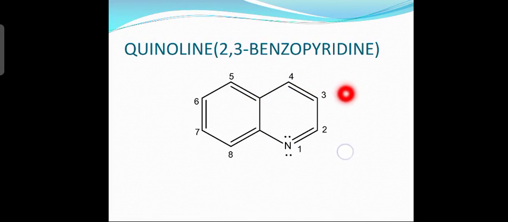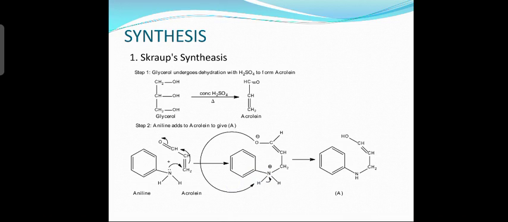So it has got two rings, both are hexagons. Nitrogen atom is here, pyridine type nitrogen, with the two lone pair of electrons. Now let us see the synthesis of quinoline. First one is Skraup's synthesis.